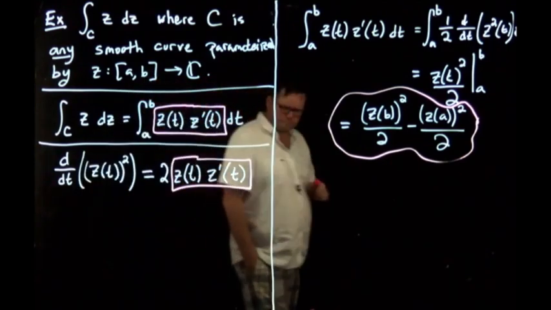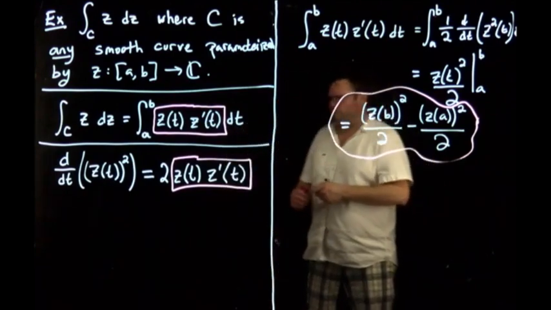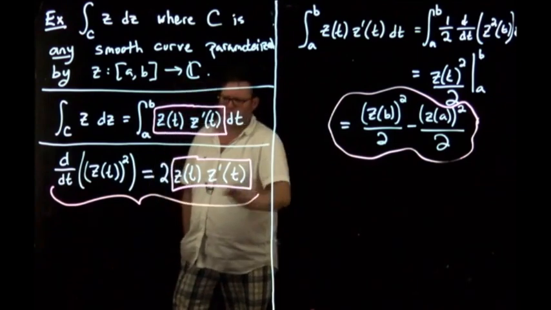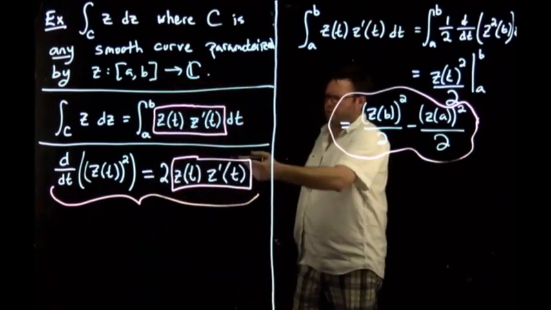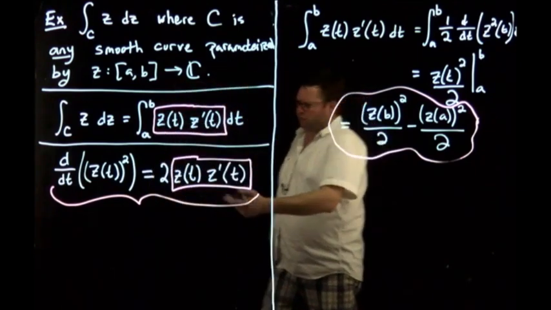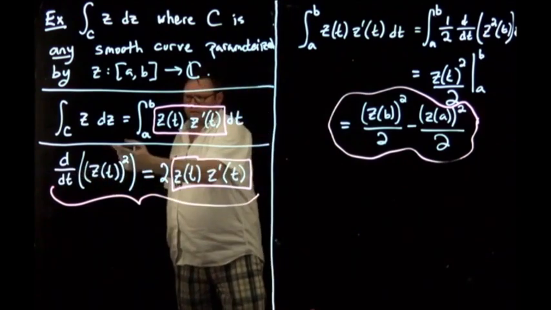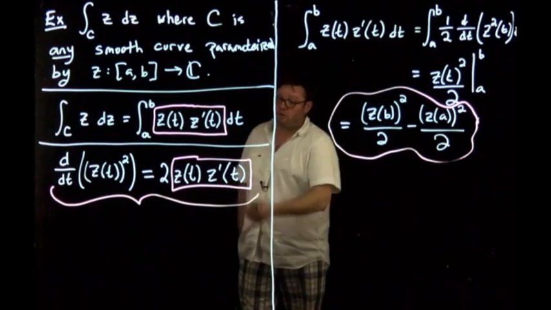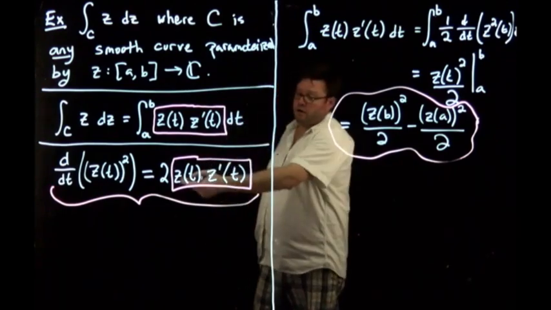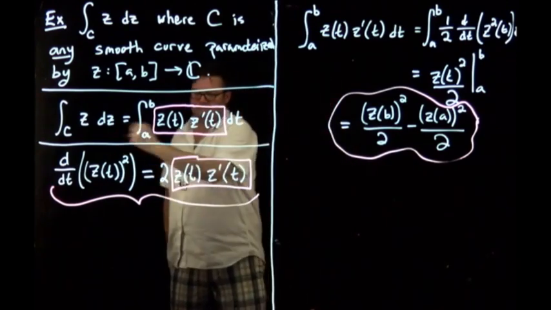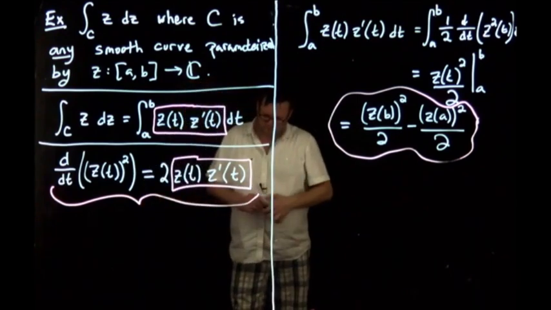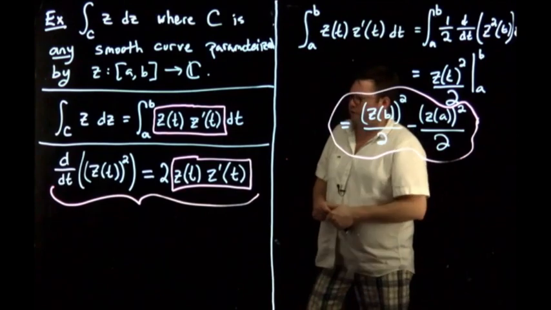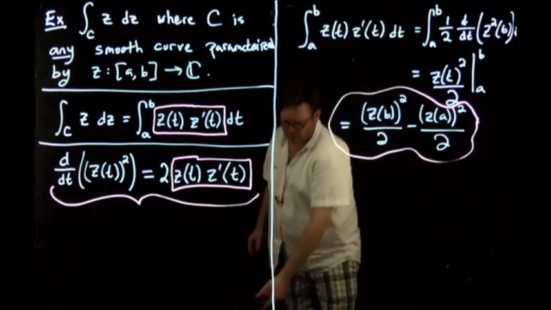The other thing that this hints at, and it hints at it right over here, is antiderivatives. What we said is that the derivative of z squared is 2z prime. So that means the antiderivative of z times z prime is z squared. That is something that we're going to further develop in future lectures.